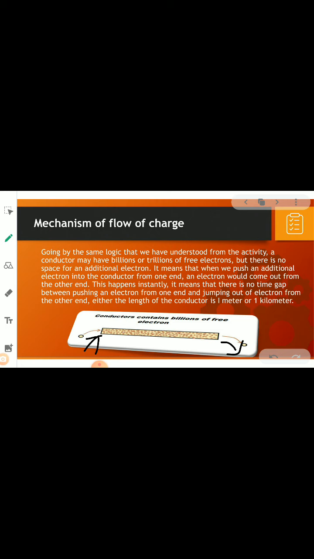If you enter an electron at one end, at the same time an electron comes out from the other end. Whether the length of the conductor is 1 meter or 1 kilometer, it does not depend on the length. The number of electrons present in a conductor remains constant. You have to remember that no extra electrons constitute the electric current here. The flow of charge takes place only in the electrons already present in the conductor.